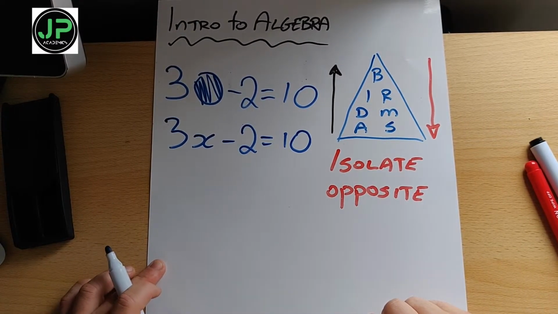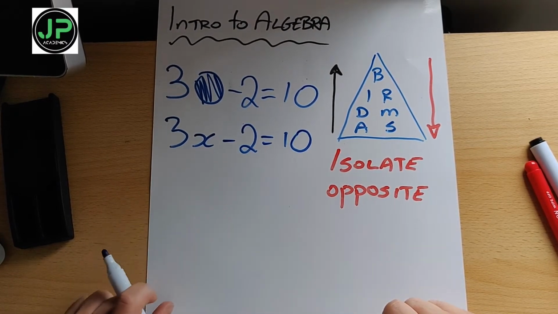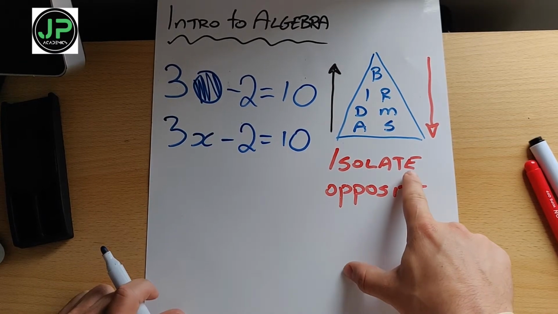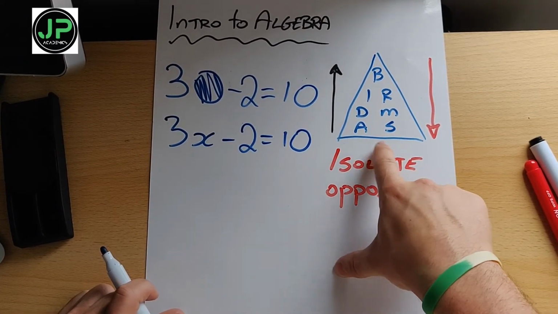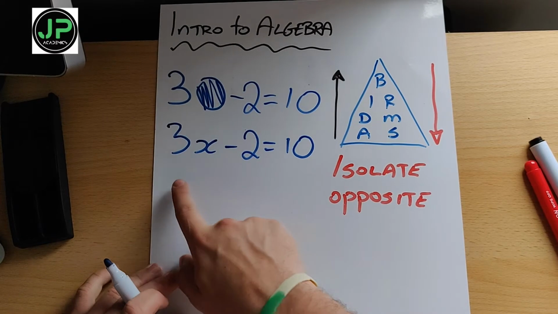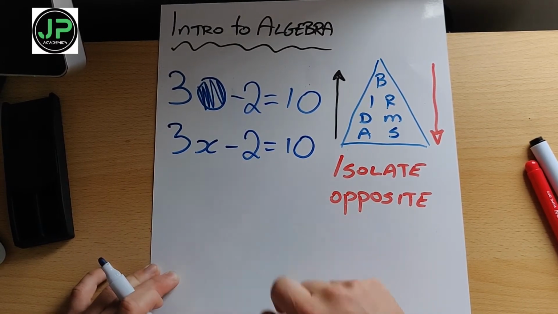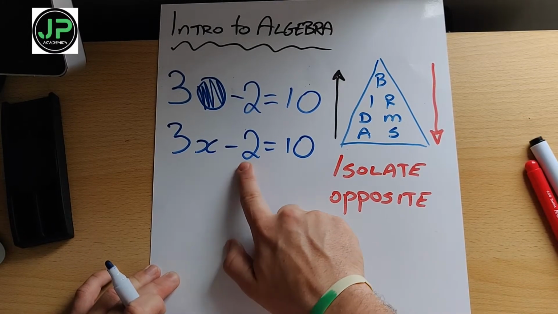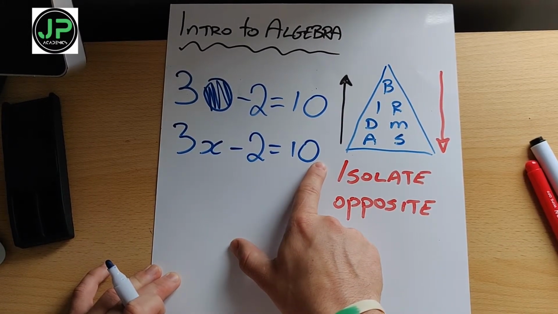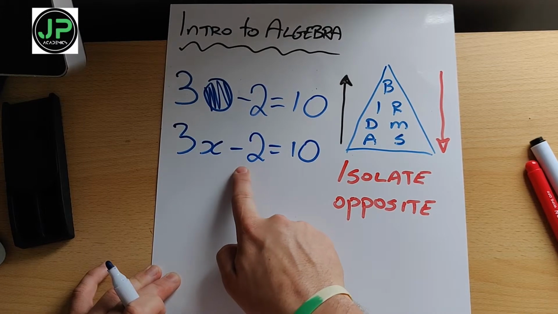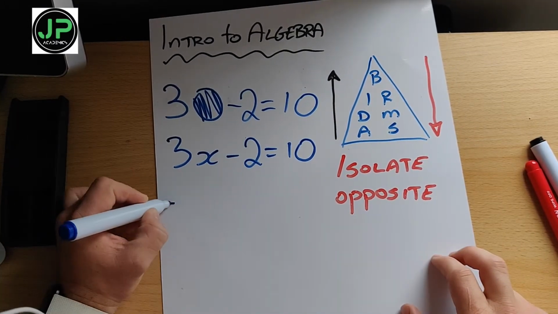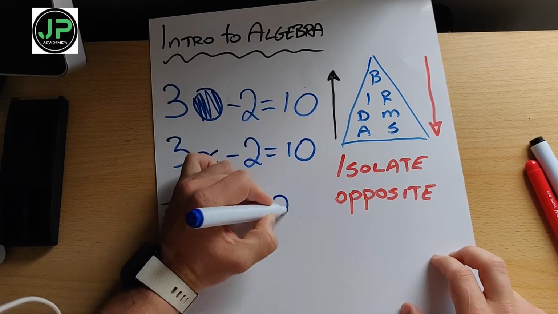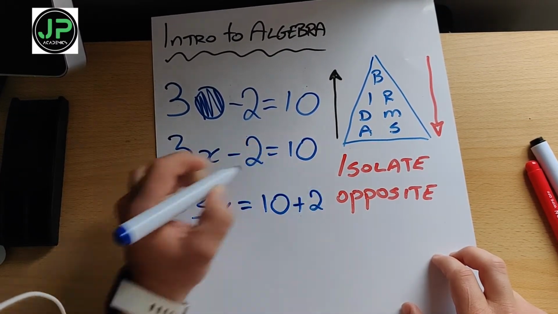So how are we going to solve this equation to find the value of x? Solve for x. So again, we need to isolate the x, and we do that by starting at the bottom of the pyramid. Is there addition or subtraction along this line? Yes, there is. So this minus 2 crosses the bridge and does the opposite. The opposite of minus 2 is plus 2. So the next line, 3x equals 10 plus 2.